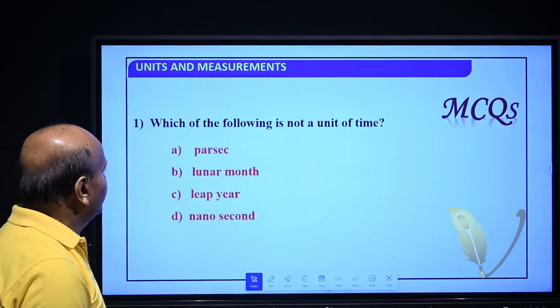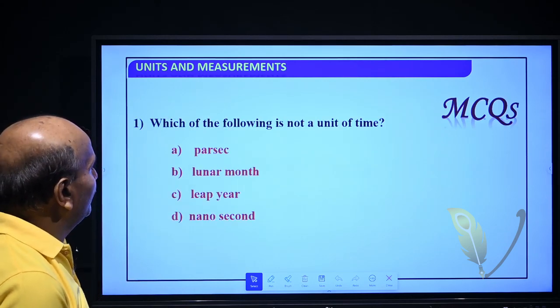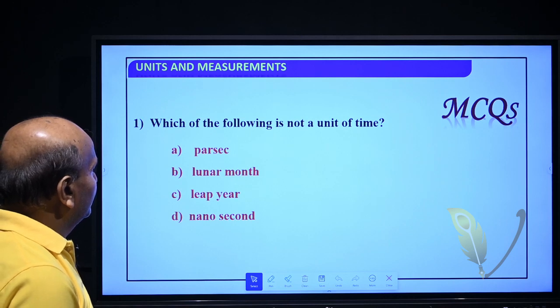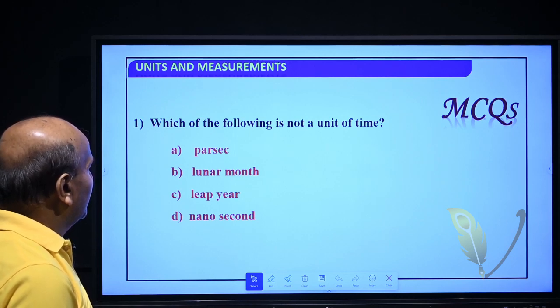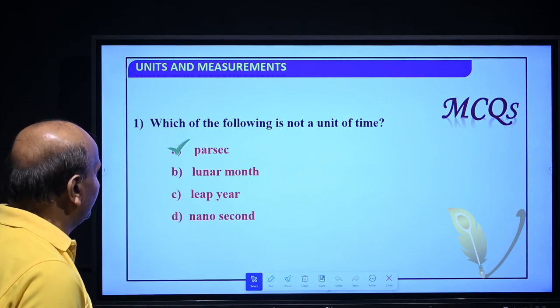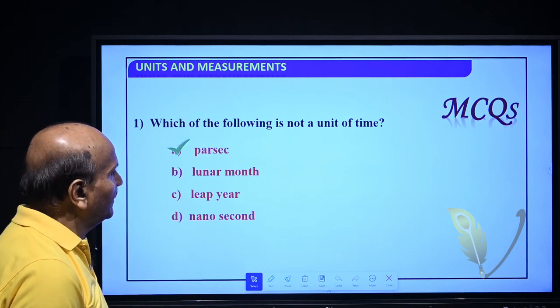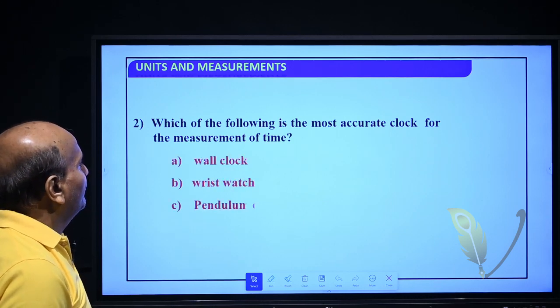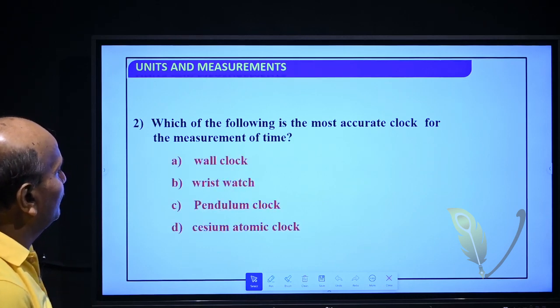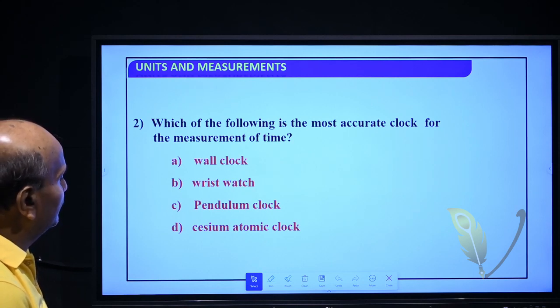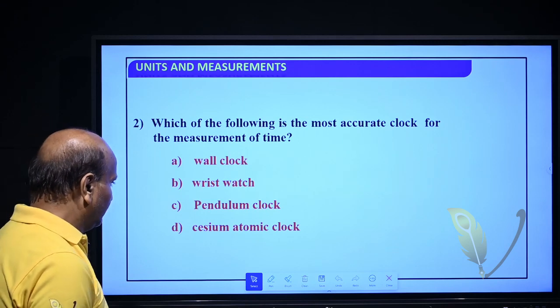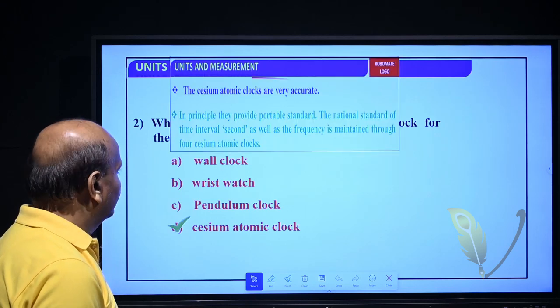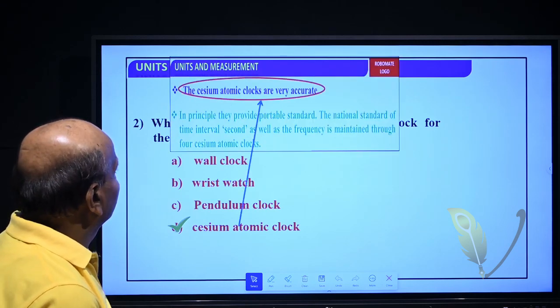So, questions. Which of the following is not a unit of time: parsec, lunar month, leap year, nanosecond? Parsec is a unit of measurement of length, so it is not a unit of time. Which of the following is the most accurate clock for the measurement of time: wall clock, wristwatch, pendulum clock, or cesium atomic clock? So, the correct option is cesium atomic clock. Thank you.